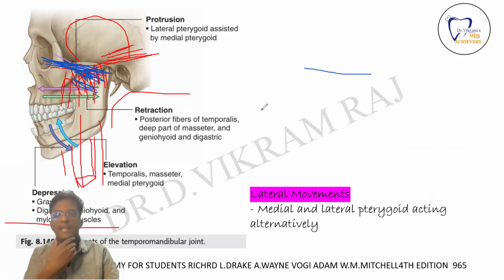And the lateral movements, that is, side to side movements, are caused by simultaneous contraction of both lateral and medial pterygoid muscles.